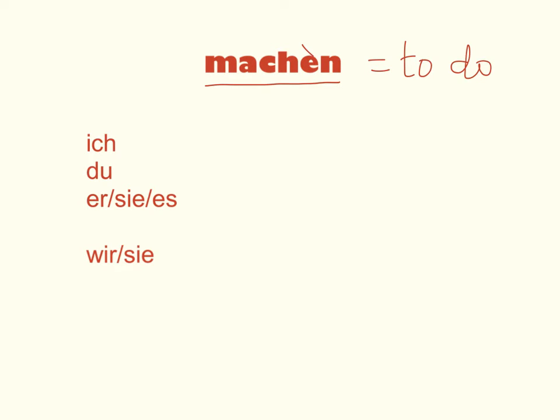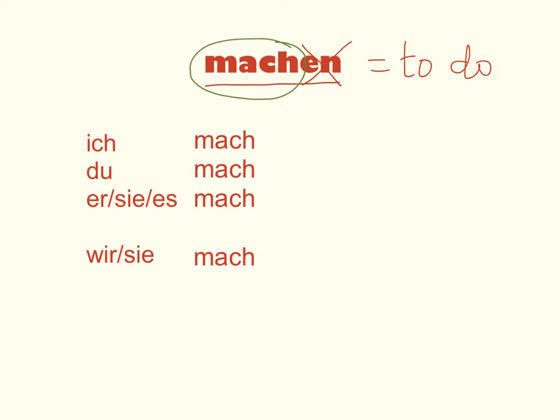The first thing I have to do is take off the en. I am then left with the stem of my verb. I then take my stem. They've magically appeared here. I then need to add the endings that we just looked at. So to say I do, you're going to say ich mache. To say you do, it's going to be du machst. He, she or it does, er, sie oder es macht, and we do, wir machen.